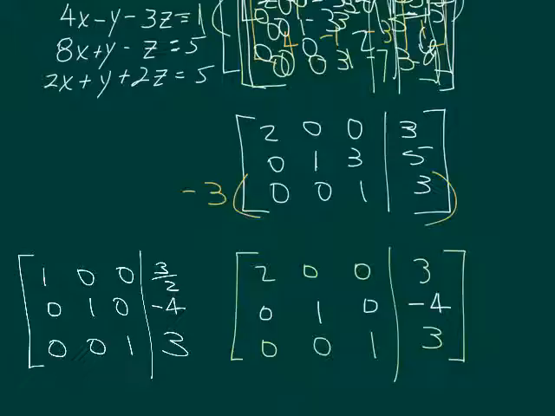Everything changed to zeros or ones over here. So that makes life good because this is the x, this is the y, and this is the z. So x is 3/2, y is -4, and z is 3. And you're done after a long and arduous journey. So that's just a couple more examples to help you get moving here on 5.3.